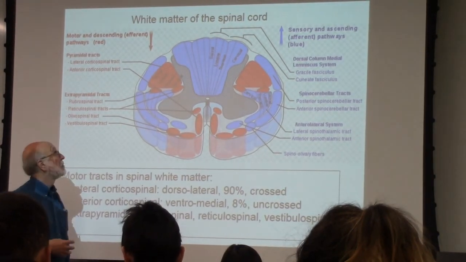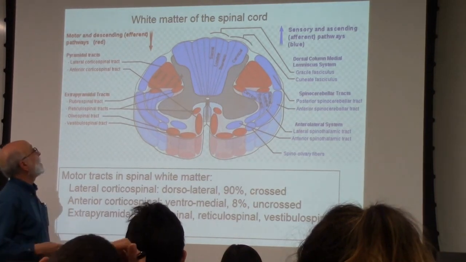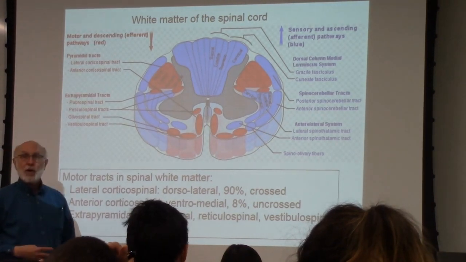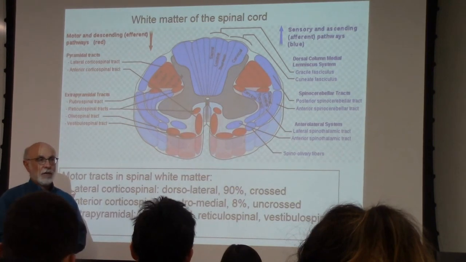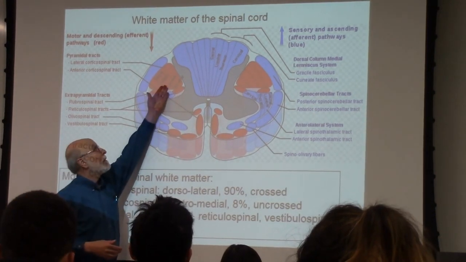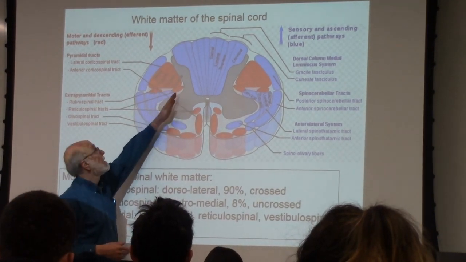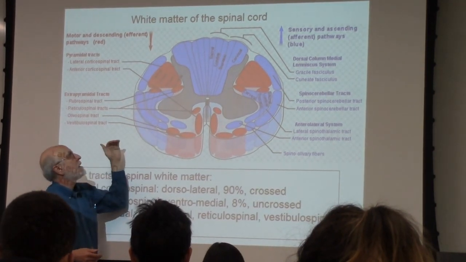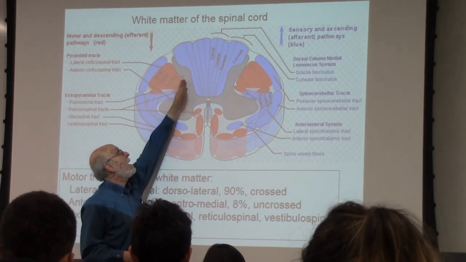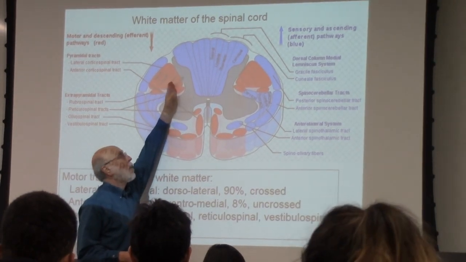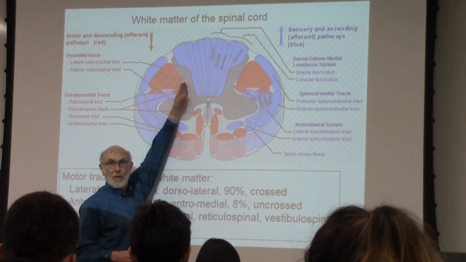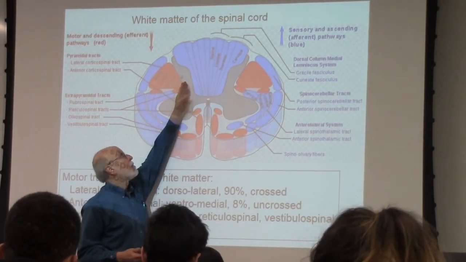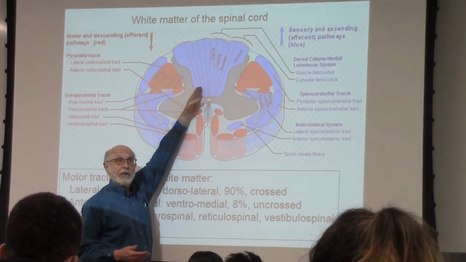10% are not. The lateral corticospinal tract, which is the one that I asked you to learn about, is in this region of the spinal cord. It's lateral, and where is it? It's in the white matter, lateral to the dorsal horn. The dorsal column is in the white matter, medial to the dorsal horn.